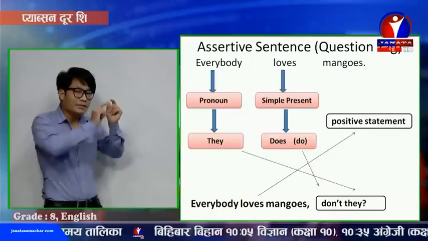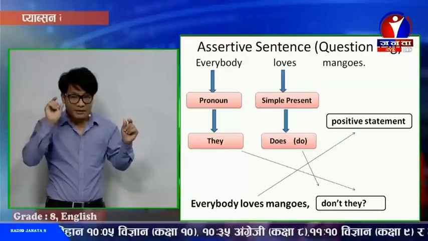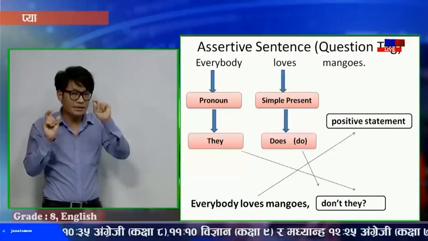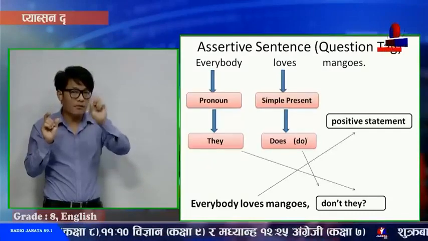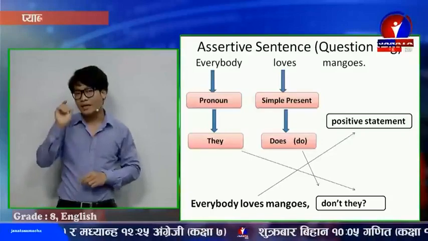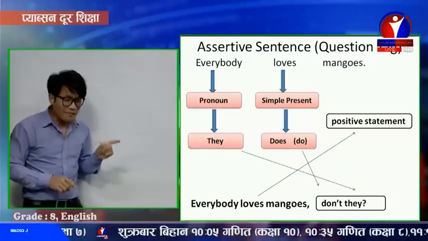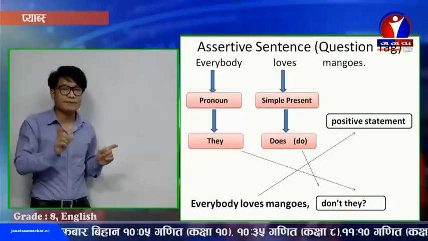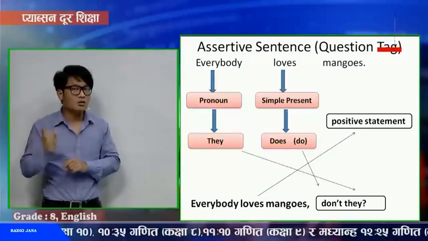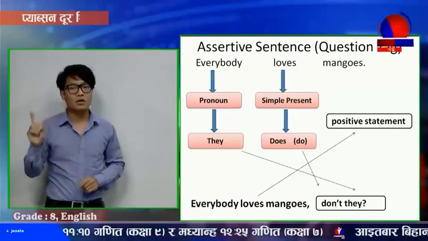Everybody, this subject, has been changed into the pronoun THEY, and this is a simple present, and simple present has two auxiliary verbs. One is do and the other is does, and THEY takes the do auxiliary verb. And everybody loves mango, this is a positive statement. That's why the question tag should be negative. So do becomes don't. So everybody loves mango, don't they?